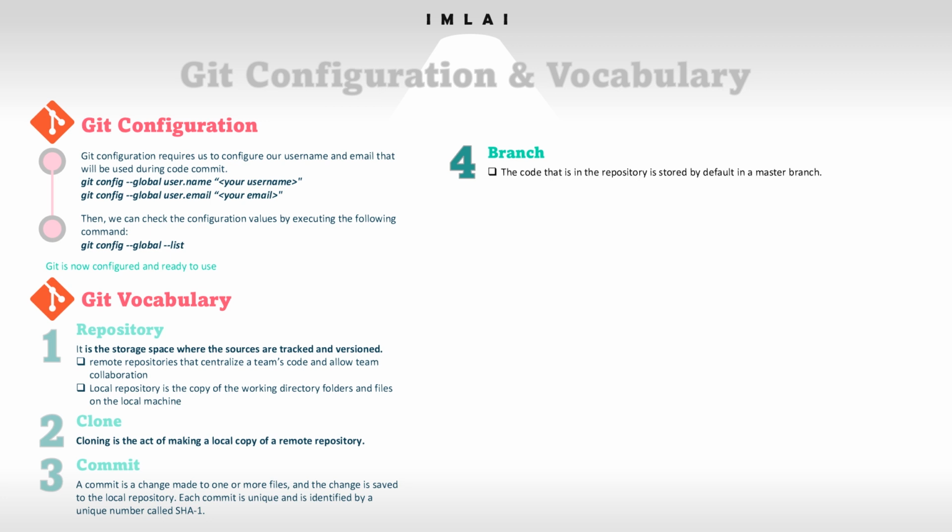The code that is in the repository is stored by default in a master branch. Master branch in GitHub is now called the main branch. On our local machine, it's a master branch. A branch can create other branches that will be a replica of the master on which the developers make changes, and that will allow us to work in isolation without affecting the master branch. At any time we can merge one branch into another branch.